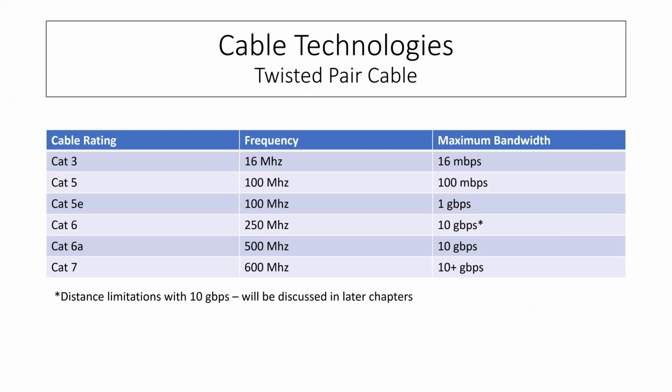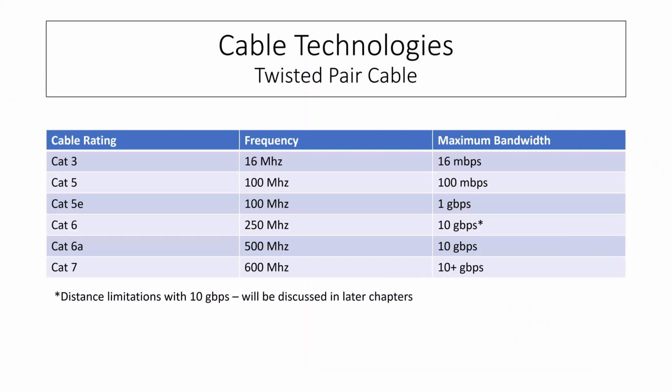Category 5, again, is another older one we just don't use very often. In fact, we don't use it at all anymore, but again, you'll see it in some older buildings. That supports up to a 100 megabit per second network connection. Category 5E is a lot more common than 5. It supports up to 1 gigabit. Again, you'll find a lot of 5E out there.